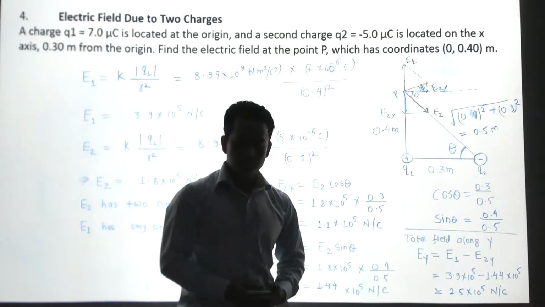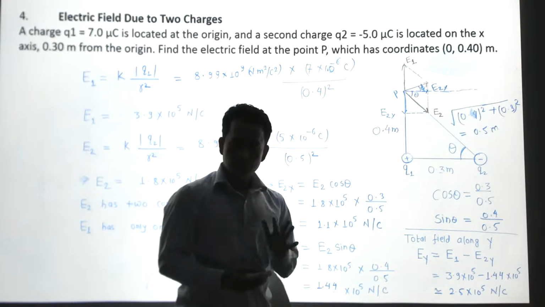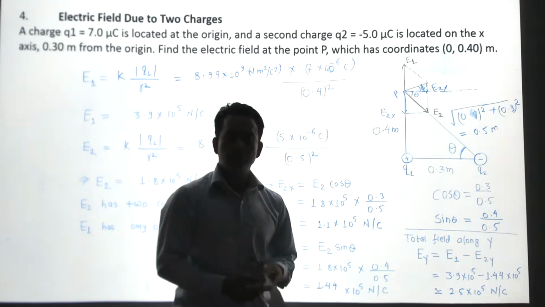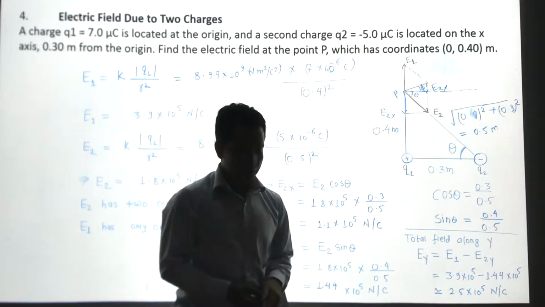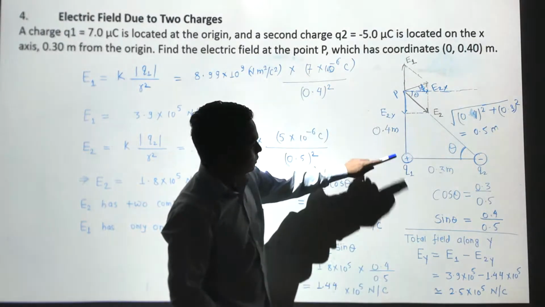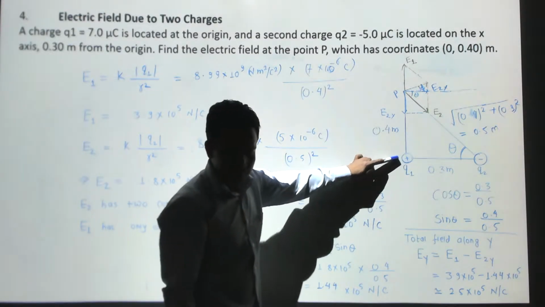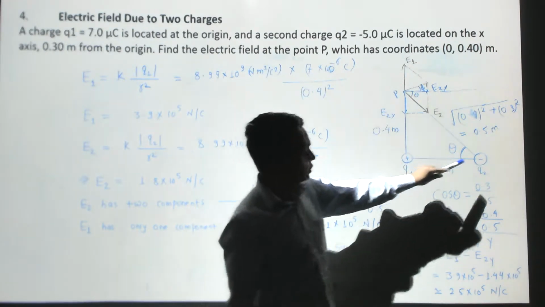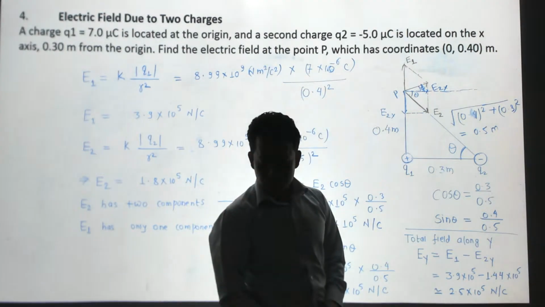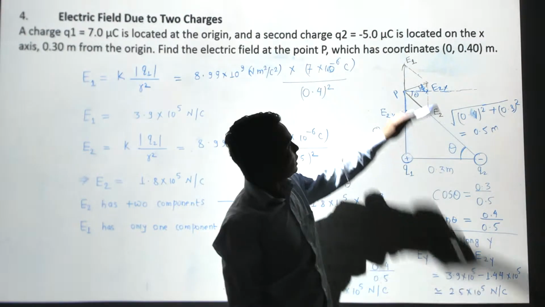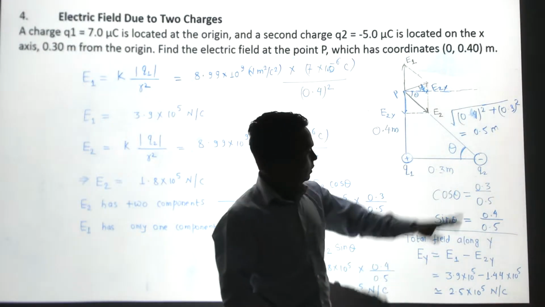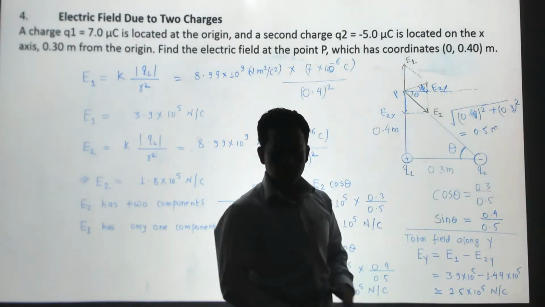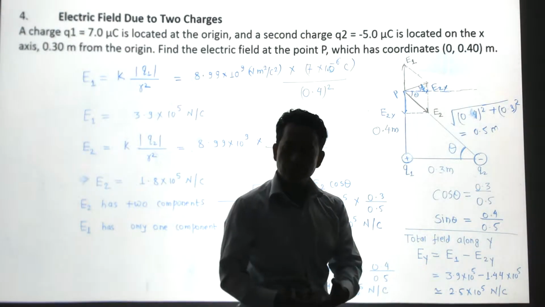Good morning, everybody. In this particular problem, we're going to find out the electric field due to two point charges. So we have one charge Q1 and we have another charge Q2, and we are interested in finding out the electric field at point P. The electric field has the same direction as the direction of the force.